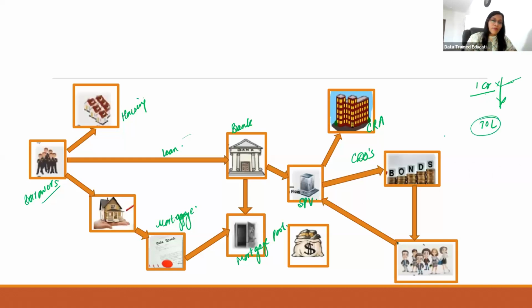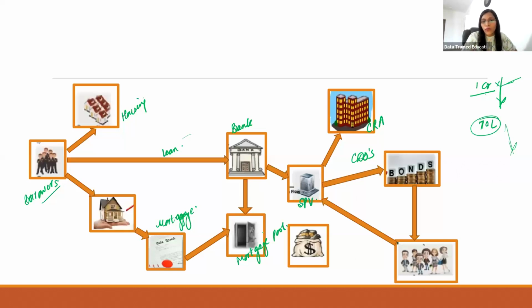If the same property is available at 70 lakh rupees, this is a very crude example I'm giving, but you can understand it faster. A person who has taken a loan of 1 crore rupees and is paying the interest, if the property prices have crashed, this person defaults. Then what is the situation of the bank? The bank will be left with the mortgage pool only.